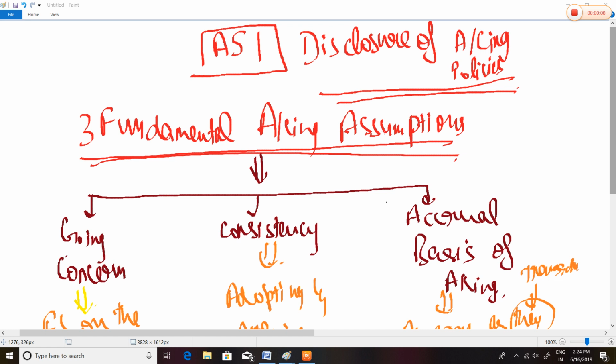From today I'm starting the free classes of accounts, tax and advanced accounts for both old and new course. Firstly, I will be completing the accounting standards of both the groups, whether you are in old course or in new course.